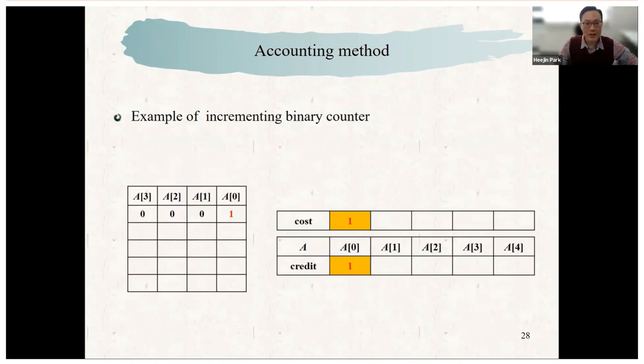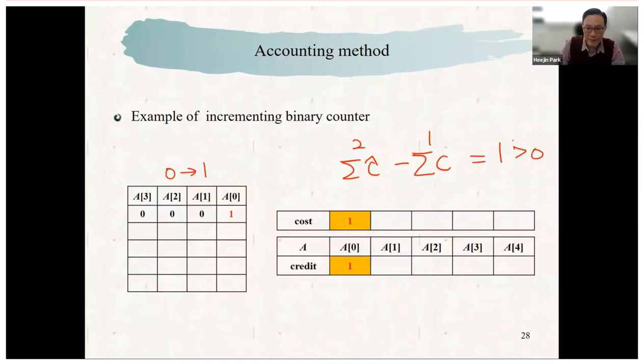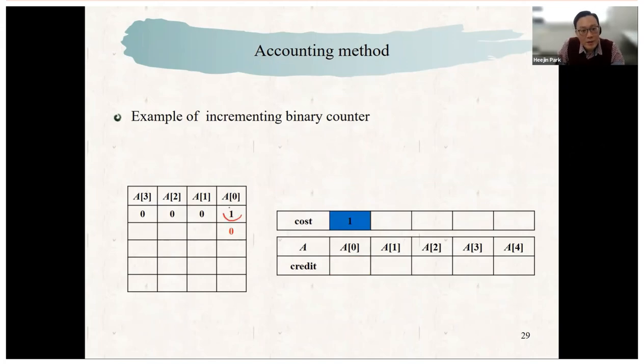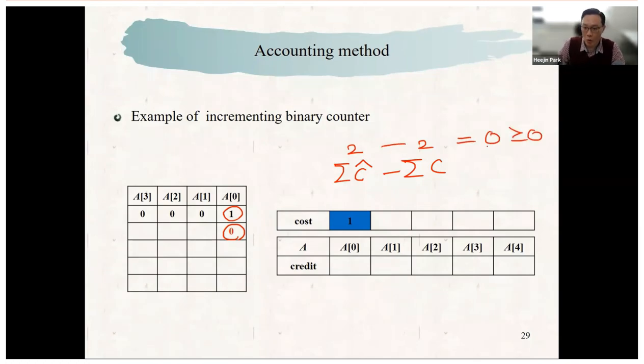Okay, let's look at this. First, from 0 to 1, and then only the last bit is set. So the amortized cost is 2. So the summation of the amortized cost is 2, and the summation of the actual cost is 1. So the credit is 1. So it is positive. And next, 1 bit is set and 1 bit is reset. So the amortized cost is 2, the cost for set, and the actual cost is also 2, 1 for set and 1 for reset. So the difference is 0. So the credit is bigger than or equal to 0.